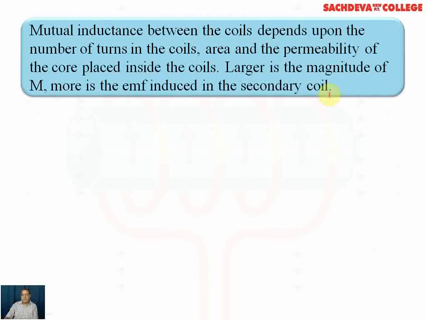Normally, the core is made up of soft iron placed inside the coils, and permeability means the power of conduction of magnetic lines of force, depending upon the magnetic properties of the material. The magnetic properties can be ferromagnetic, paramagnetic, or diamagnetic. The permeability of ferromagnetic is greater than that of paramagnetic, and that of paramagnetic is greater than that of diamagnetic. Diamagnetic substances have negative permeabilities.